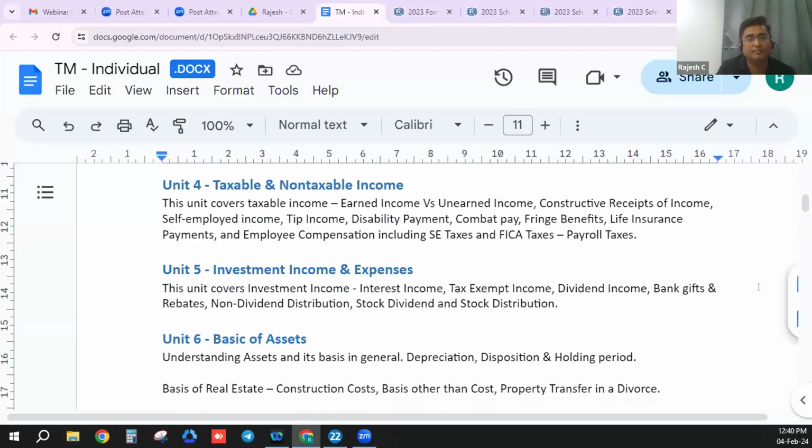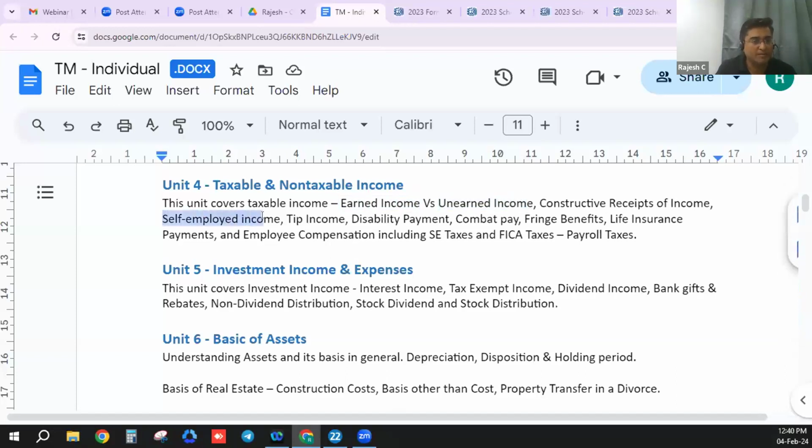What is taxable income? It is the income on which tax is calculated. There is earned income and unearned income. Earned income means income in which you are actively engaged. Unearned income is passive income on which you are not actively engaged throughout the time, like bank interest and dividend income.